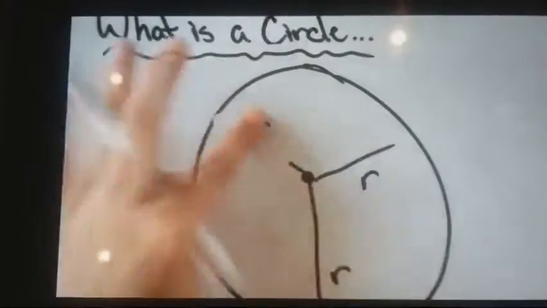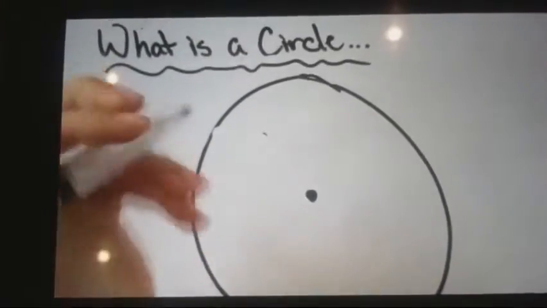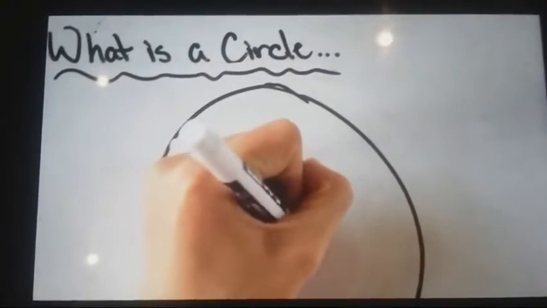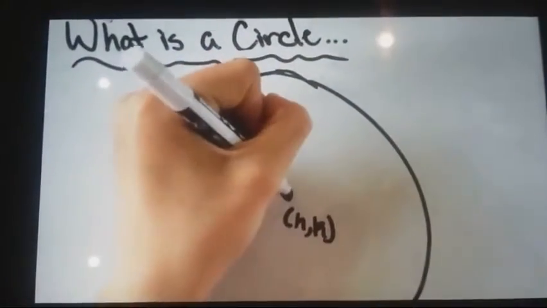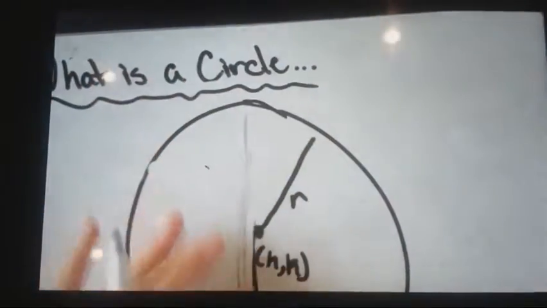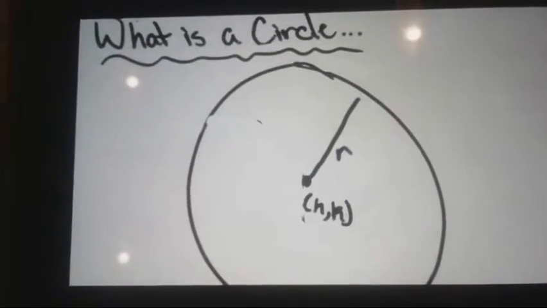So if we erase all this, and the center point is right here, the center point is usually called (h, k). And then r, the radius. This would be the diameter, but we're not talking about that yet. To find the radius, there's an equation that we're going to use, which is the standard circle equation.